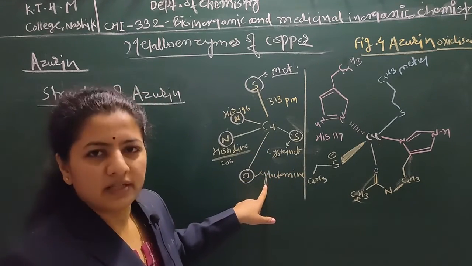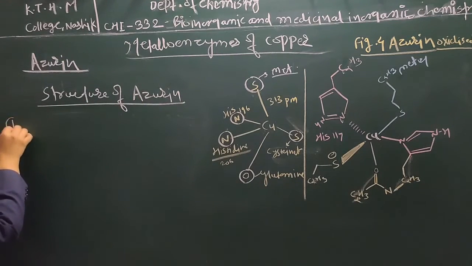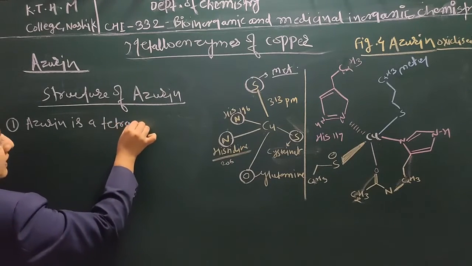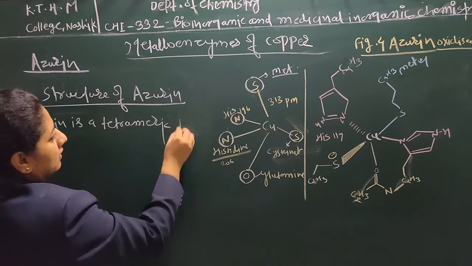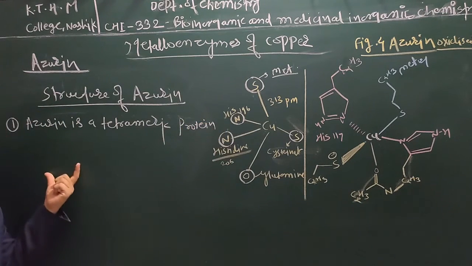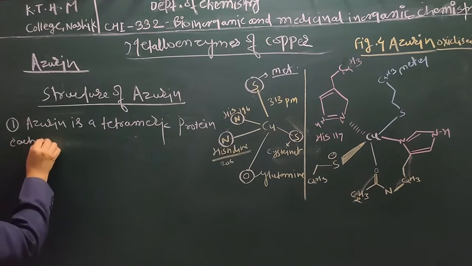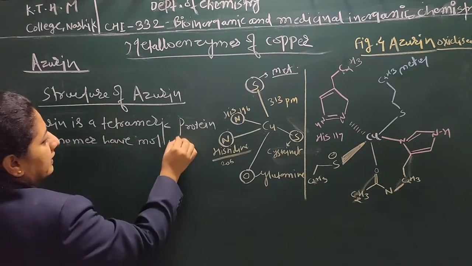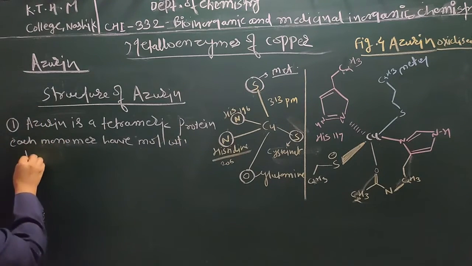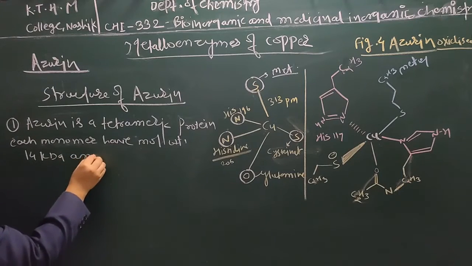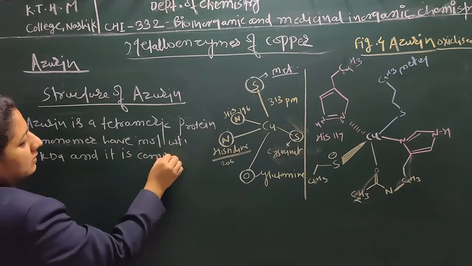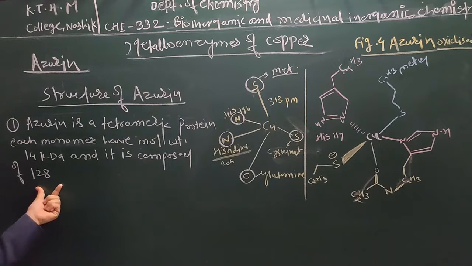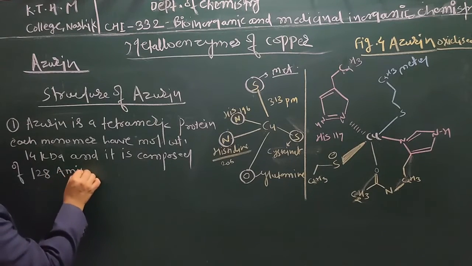Now Azurin is a tetrameric protein which has a molecular weight of each monomer of 14 kilodalton, and it is composed of 128 amino acids.